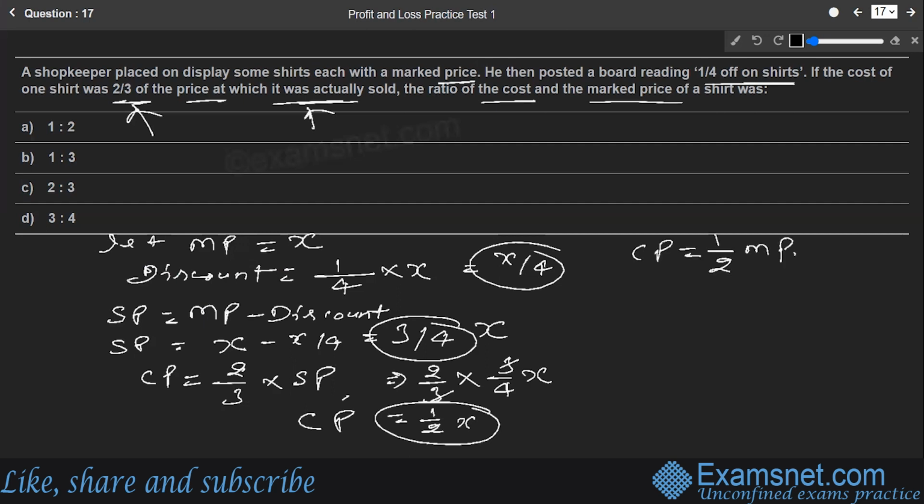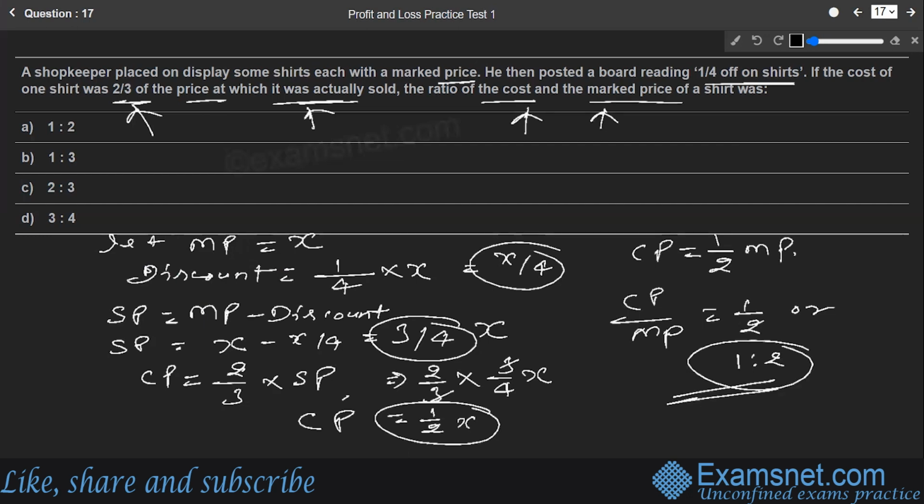And what they have asked, the ratio of cost and the marked. So CP by MP is required. That is nothing but 1 by 2, or we can write this as 1 is to 2 also. So that is the required answer. 1 is to 2. Option number A is the right answer.